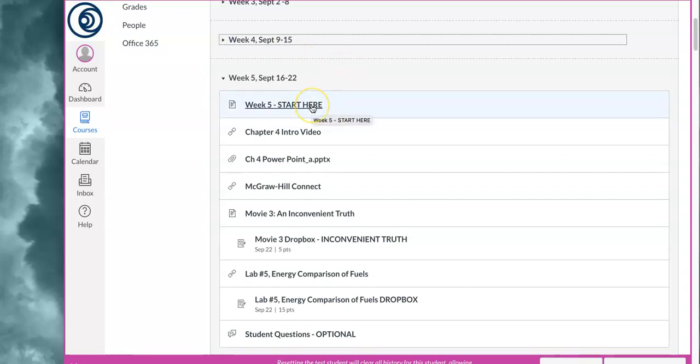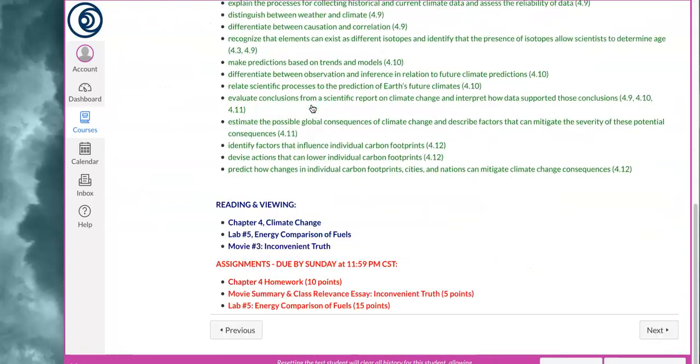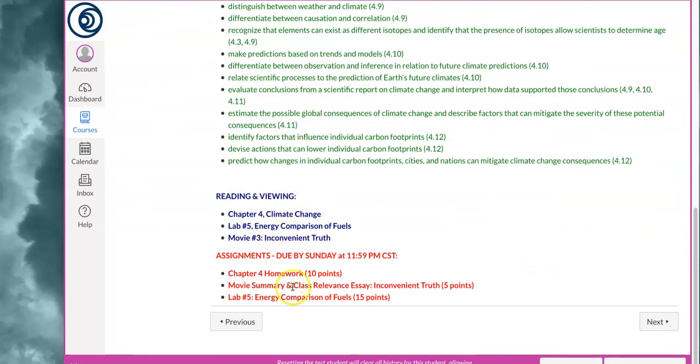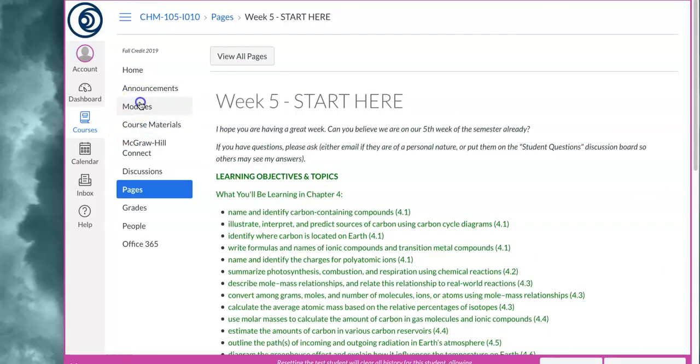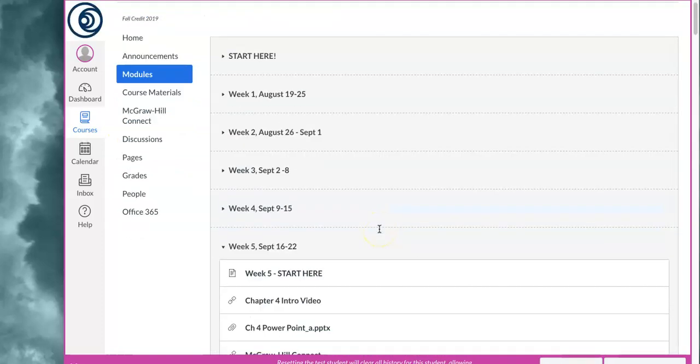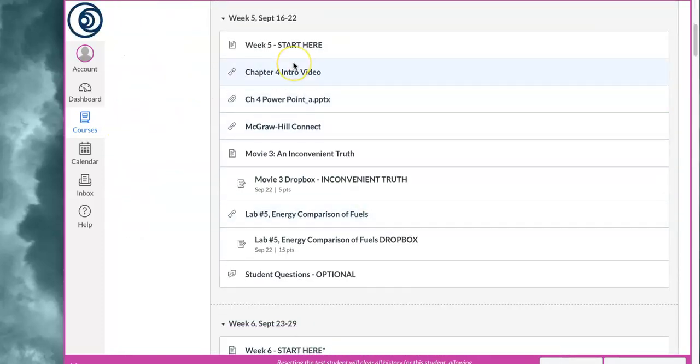When you're ready, you can click here to read all about week 5, your learning objectives, what you're reading, viewing, and what you're completing for assignments. But I'm just going to walk you through the modules. You're reading chapter 4 and doing the Learn Smart activity online in our McGraw-Hill Connect area. For those that like the PowerPoint, I especially think they're good to have on hand when you're ready to take the test. You're going to watch your third movie, An Inconvenient Truth.